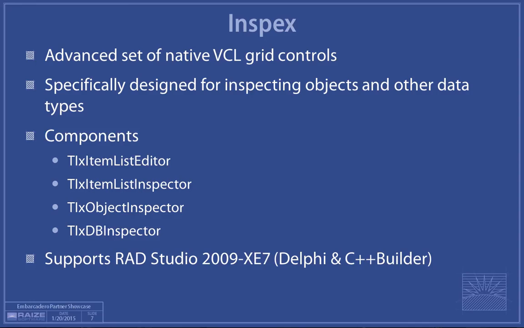Next, we have Inspex. It's a set of VCL grid controls that are specifically designed to inspect objects and other data types. So there's 4 basic controls, and they support anywhere from simple name value lists all the way to a full object inspector control to connect to one or more objects and manipulate those on the fly. And so it's like having a real object inspector inside of your own applications. Like DropMaster and the other VCL products, we support RAD Studio 2009 through XE7. And now let's take a quick look at some of the key features of Inspex.